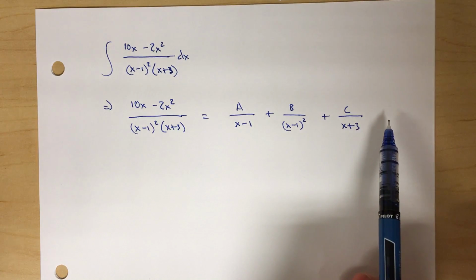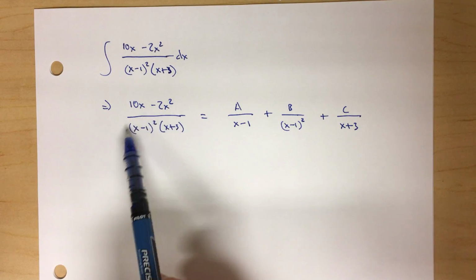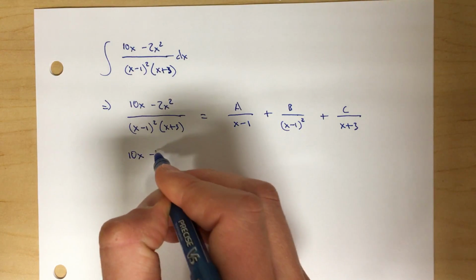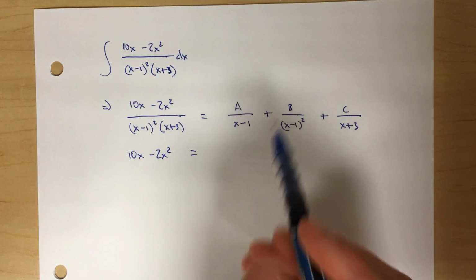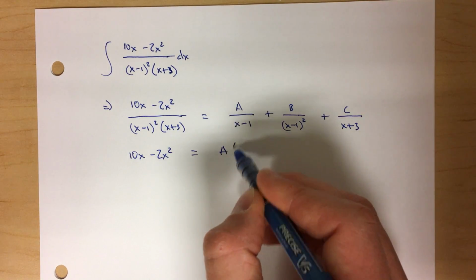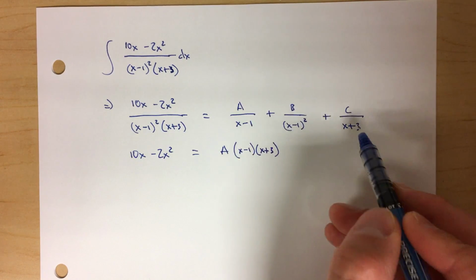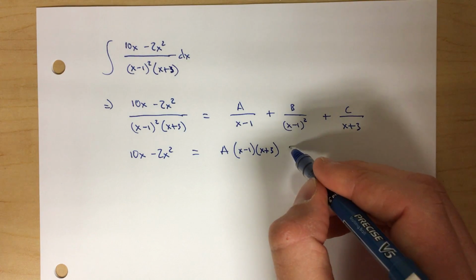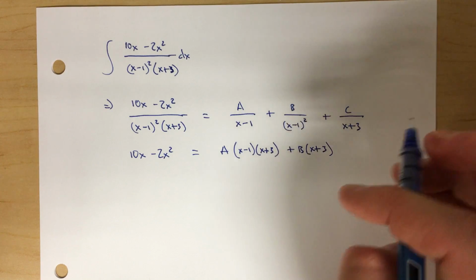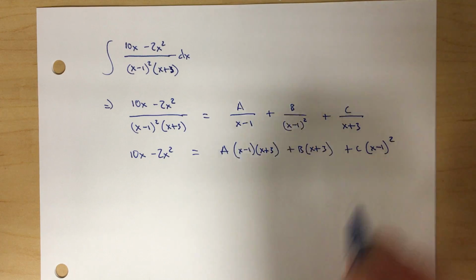So now we need to multiply everything by the least common denominator, which is always this. What we're going to end up with is 10x minus 2x squared is equal to, a is missing an x minus 1 and an x plus 3, so it's a times x minus 1 times x plus 3. B is just missing the x plus 3, so it's plus b times x plus 3. And c is missing both of these, so it's plus c times x minus 1 squared.